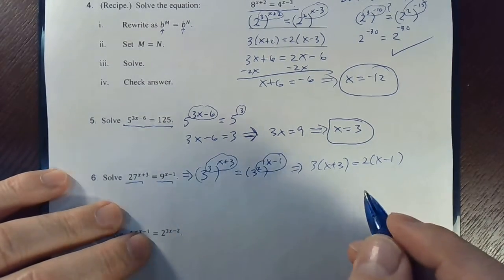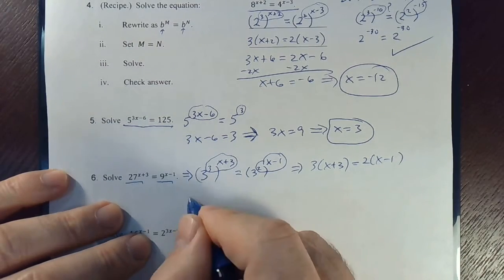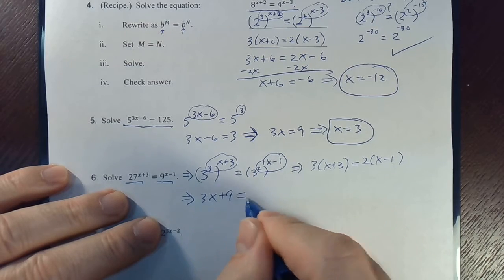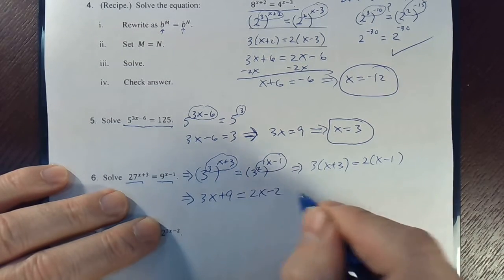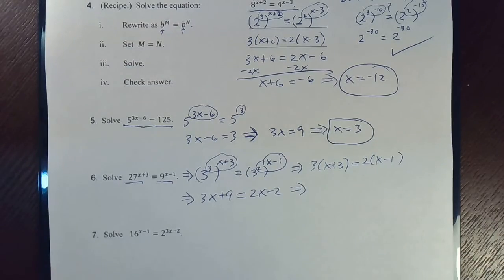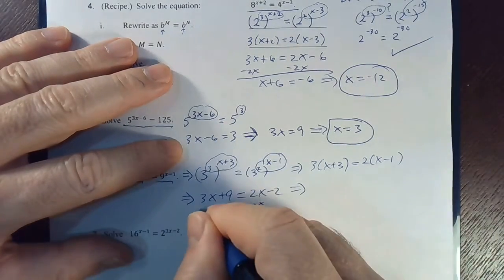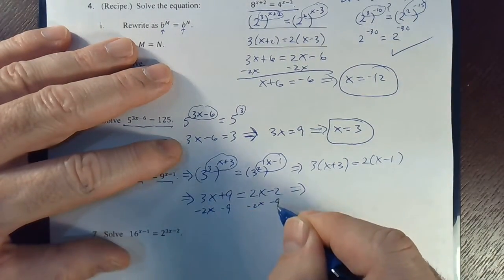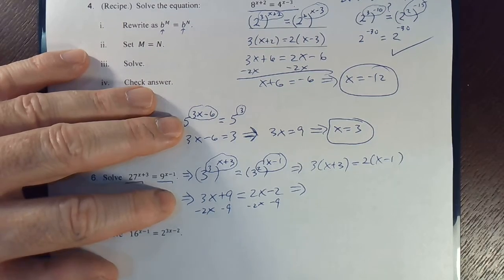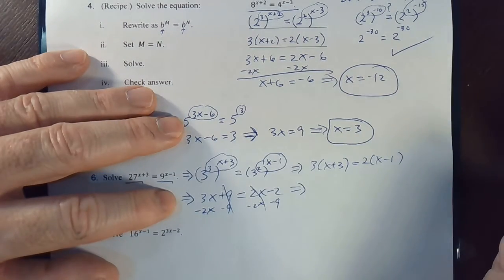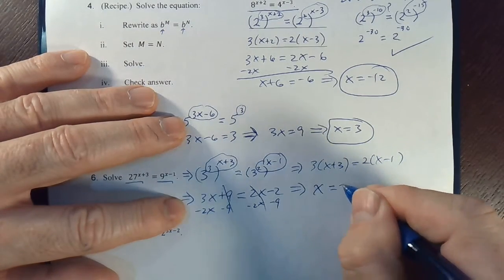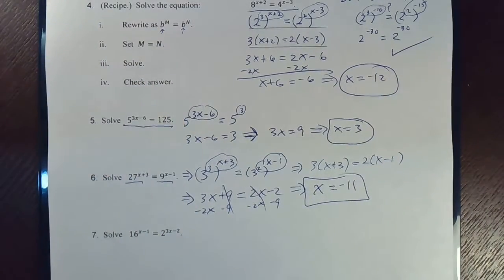All right, so let's see what that gives us. I'm going to come down over to here. 3x plus 9 equals 2x minus 2. So I'm going to subtract 2x from both sides to get rid of that. Then I'm also going to subtract 9 from both sides. Do this all in one step. So that goes away and that goes away. And this just becomes 3x minus 2x, x equals negative 11. And that's a solution.